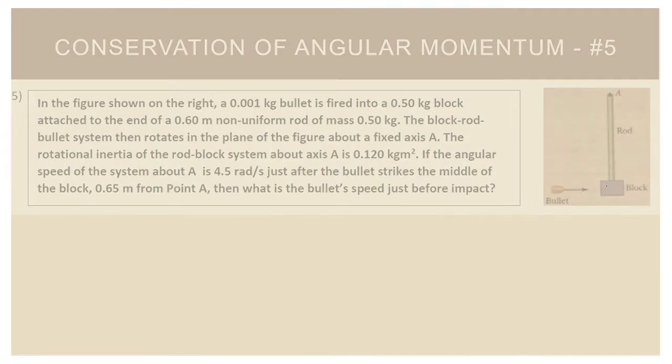Okay, there's a lot of information that's actually given in this problem that you do not need. You do need the mass of the bullet. That is absolutely true, and I'm going to label it with the subscript B. The mass of the bullet is 0.001 kilograms, or 1 gram. They tell us here that the block is 0.5 kilogram. Don't care. They tell us that the rod is 0.6 meters long. Don't care. They tell us that the rod is 0.5 kilogram.